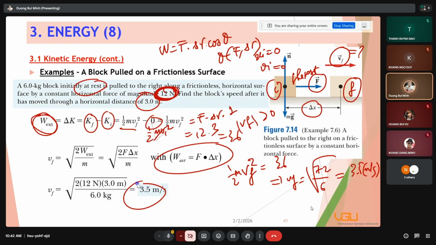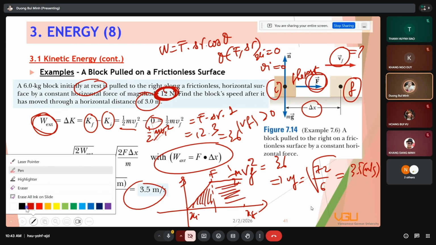So if in the final exam I give you a function of F, for example, this is xi and this is xf, and we have the function of F like this, you need to be careful. We need to take the integration from here to here. You get this area and this area, right?